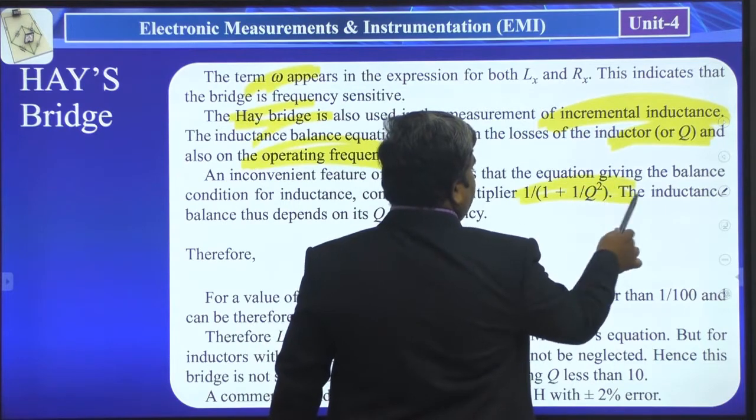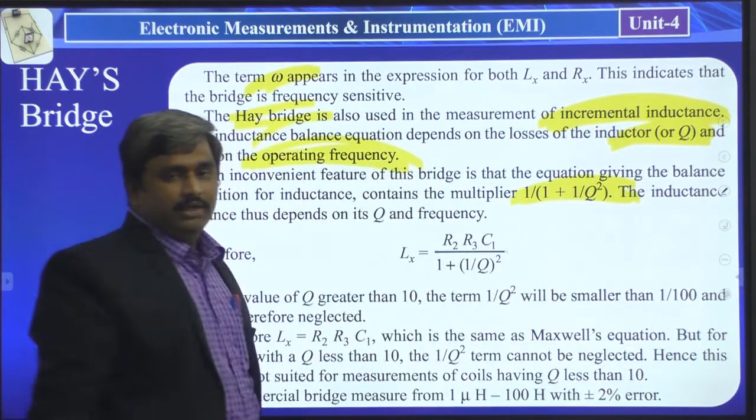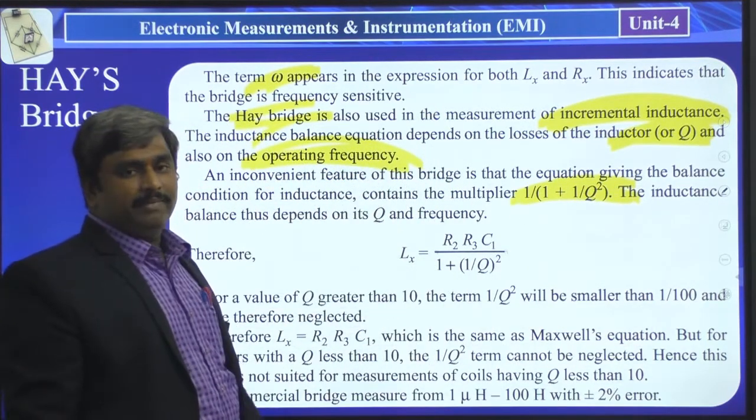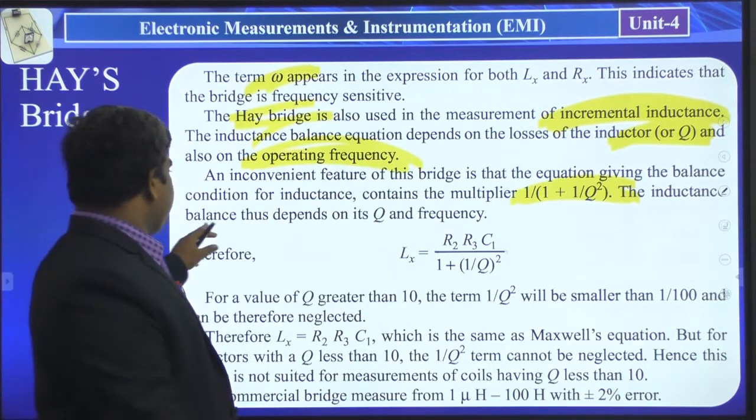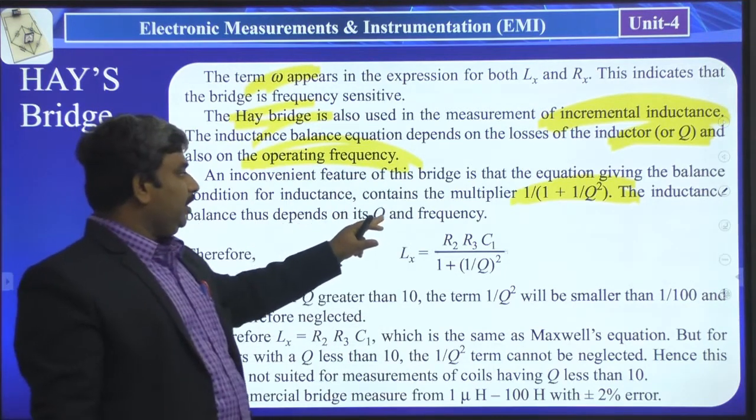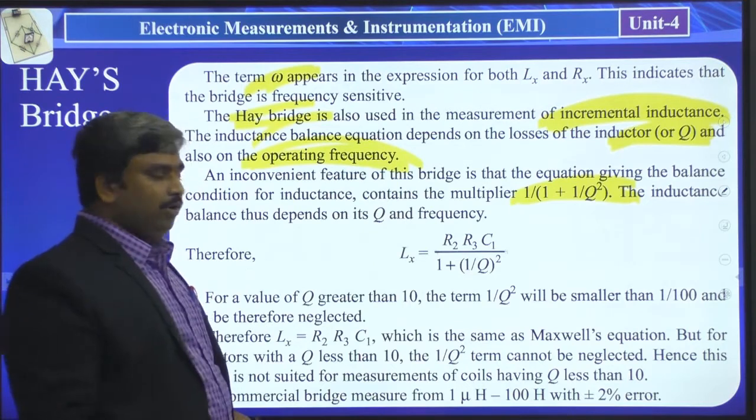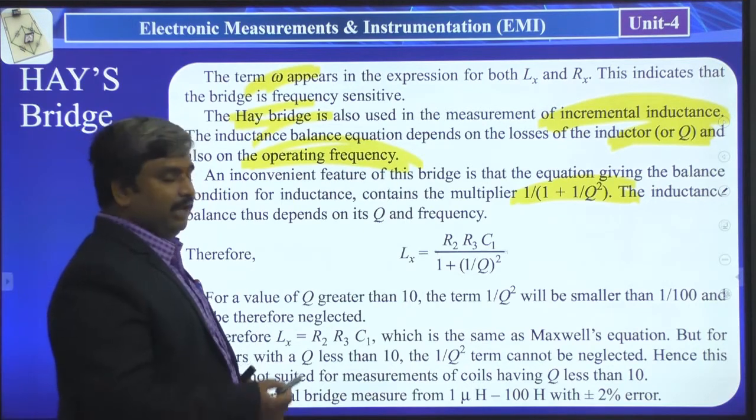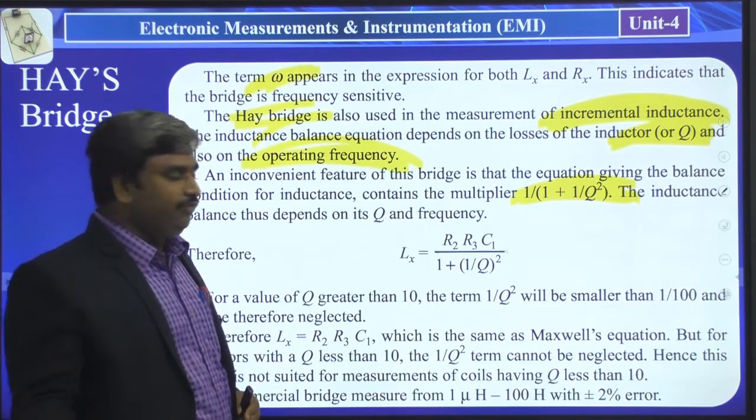of 1 by 1 plus 1 by Q square. This is the multiplier factor. The impedance balance thus depends on its Q and frequency. Now we will take the relation of the Lx value with the Q.